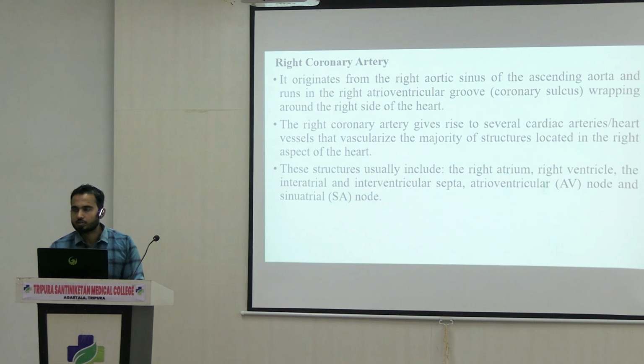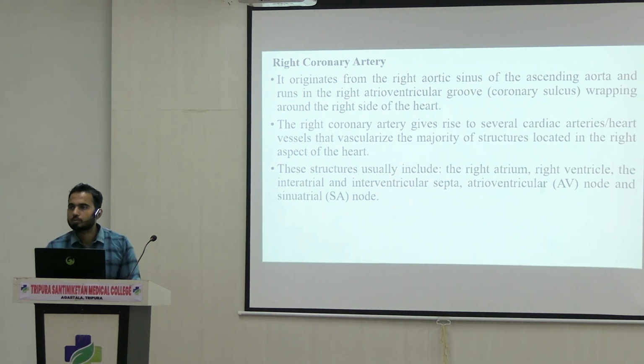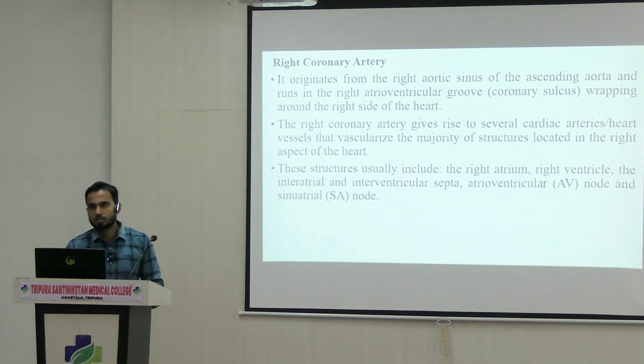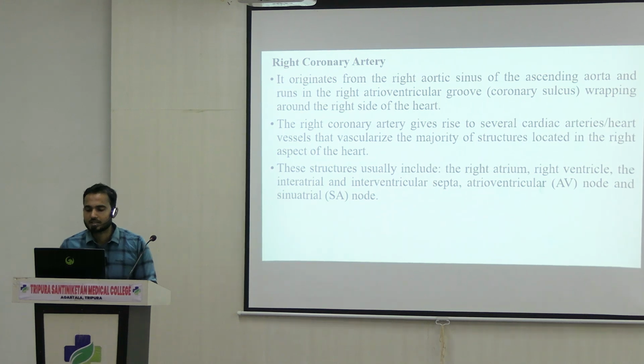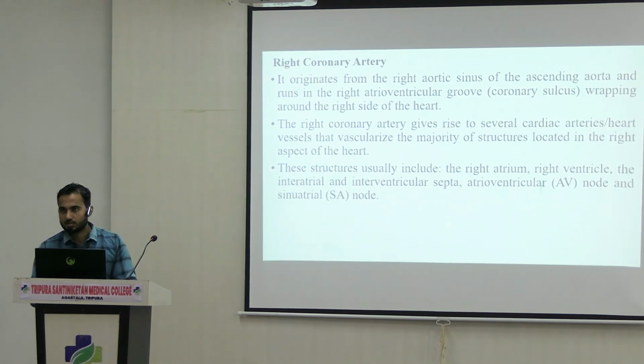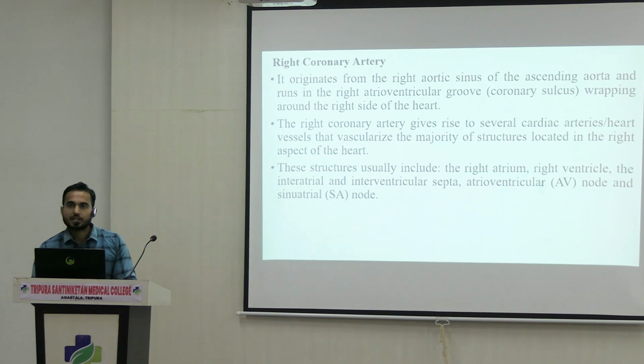So first, in case of the right coronary artery, what do we have to know? We have to know the origin of the right coronary artery. If you see the origin, just now I showed you in the diagram where it arises from. It arises from the right aortic sinus of the ascending aorta. Right aortic sinus of the ascending aorta.